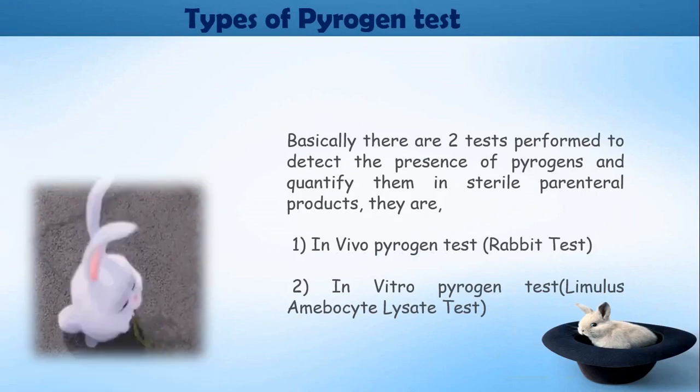Next is types of pyrogen test. Basically, there are two tests performed to detect the presence of pyrogen and quantify them in sterile parenteral products. The first one is the in vivo pyrogen test, the rabbit test. The next one is the in vitro pyrogen test, which is the Limulus amoebocyte lysate test. For this Limulus amoebocyte lysate test, use the crab.